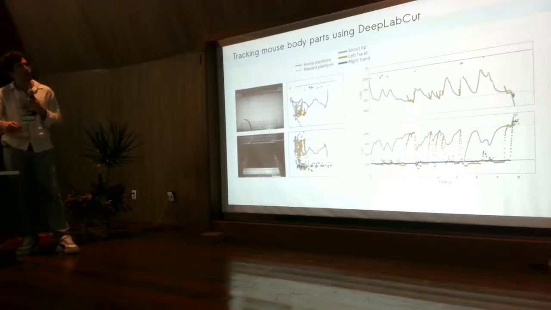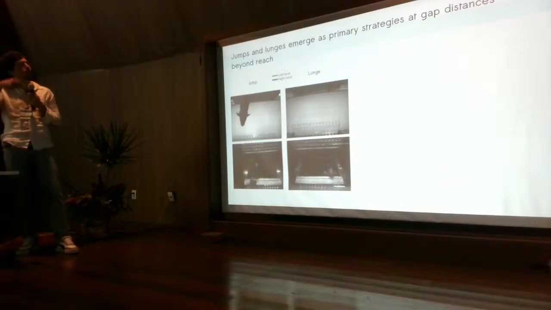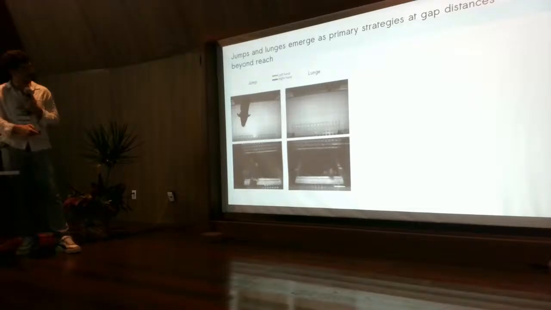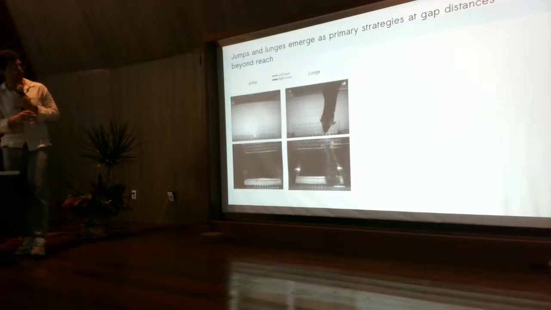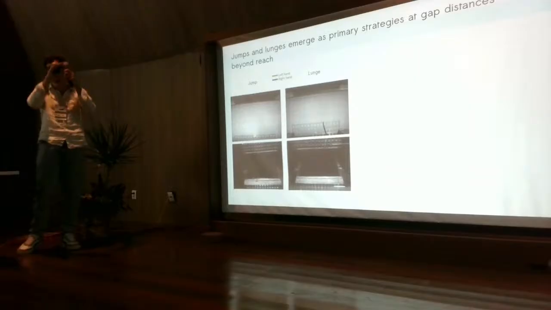Because if the platform is close enough, the animal is going to reach for the platform. But if the platform is a bit far, they are going to use other strategies to cross the gap. So there are different behavioral outcomes associated with the different trials, with the different distances. They can jump if the platform is too far, so the animal completely goes off the platform and takes off. And a lunge, which is something more like a horse gallop, where he advances with the two paws.